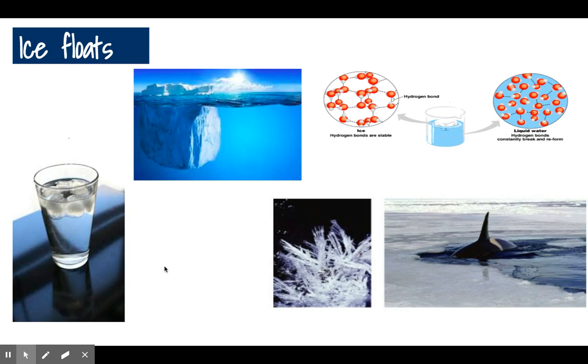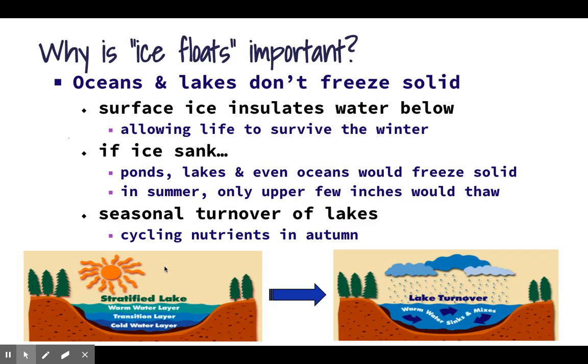Why is this even important? Why do we want to know why ice is floating? Why ice floats is important. Oceans and lakes don't freeze solid. So if you can envision during the winter, obviously it gets really cold. We do know that lakes freeze. Now they don't ever freeze solid. They never freeze solid. Okay?